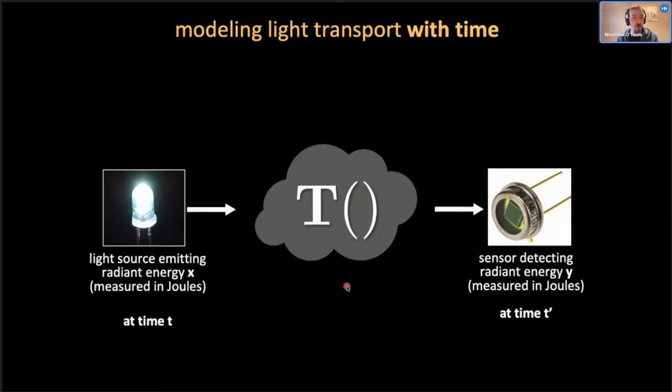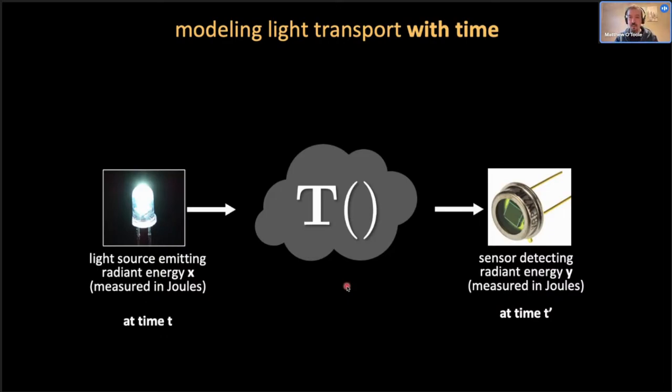We could also use time to advantage here. At the very beginning, I was mentioning this concept of a LIDAR, a light detection and ranging system, which measures the time it takes for light to travel through an environment. We can do that by using light sources that flash light at one instant in time and very fast sensors that can measure the light in response at a second instant in time.